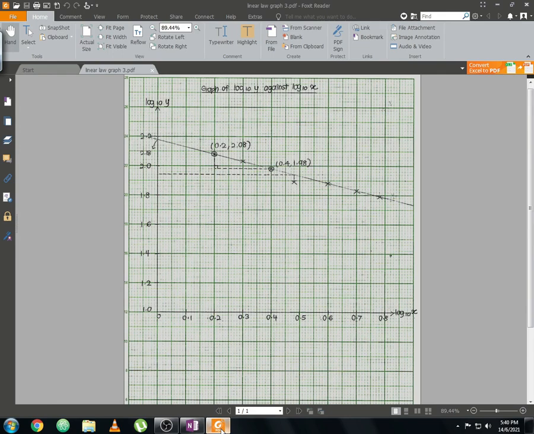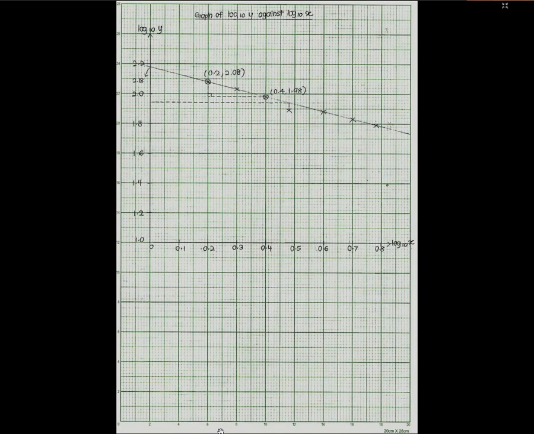Okay, so this is the complete graph. Let me put it in full screen mode. As you can see here, this is the graph of log 10y against log 10x. Log 10y is the y-axis and log 10x is the x-axis. And as you can see, the graph has a negative slope. The graph is going down. This is how your graph should look. Let me close the graph for now.